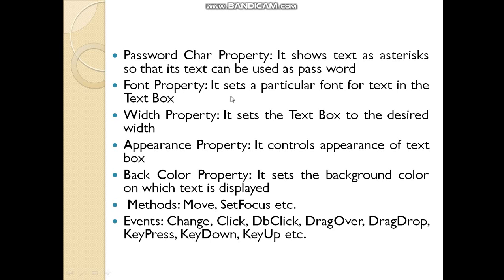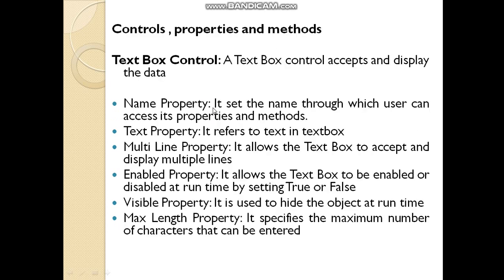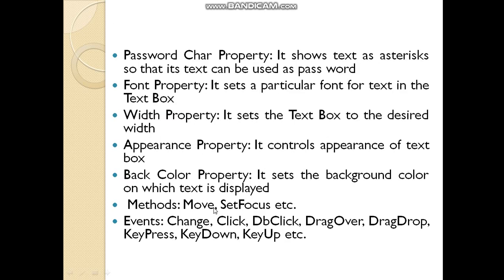Next is the font property, which covers the font, width, and appearance. Then there is back color. These are all properties of a text box. The next ones are the methods, move and set focus, and the events, such as the change event and click event.